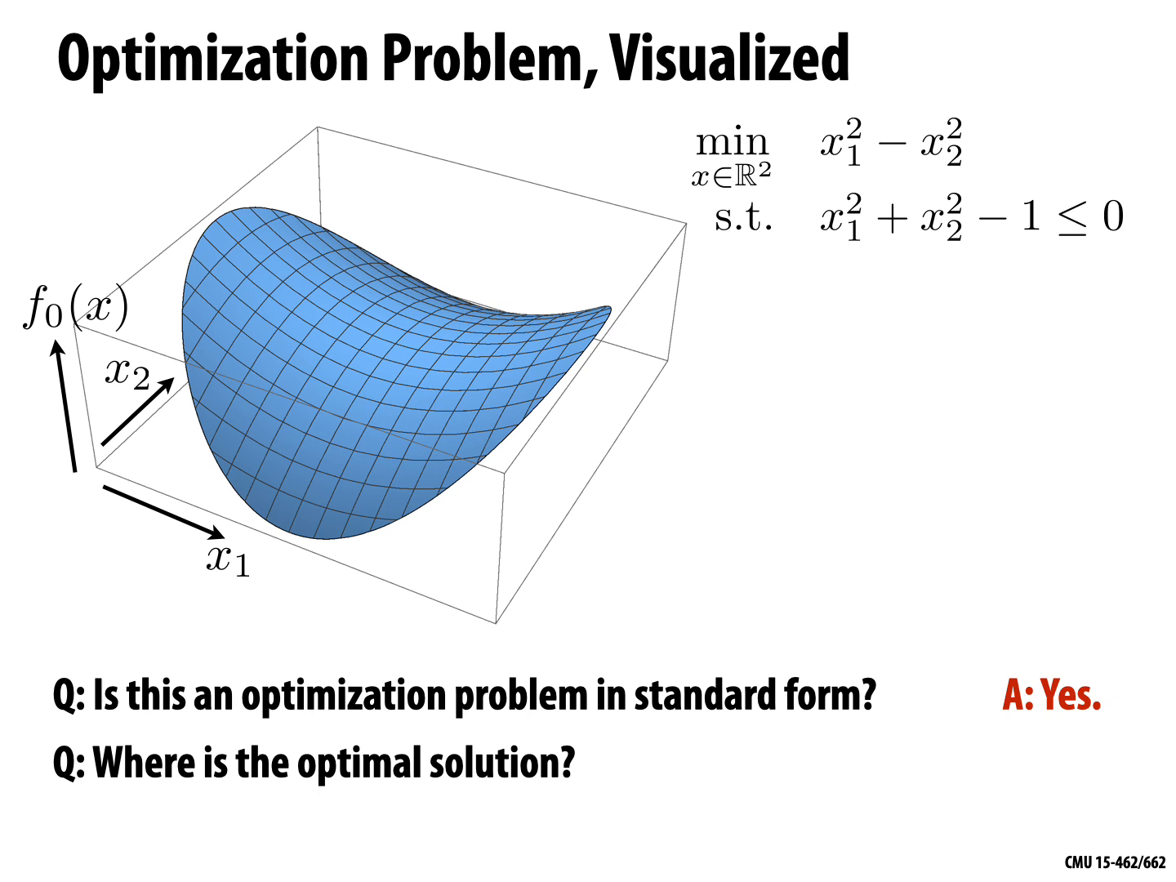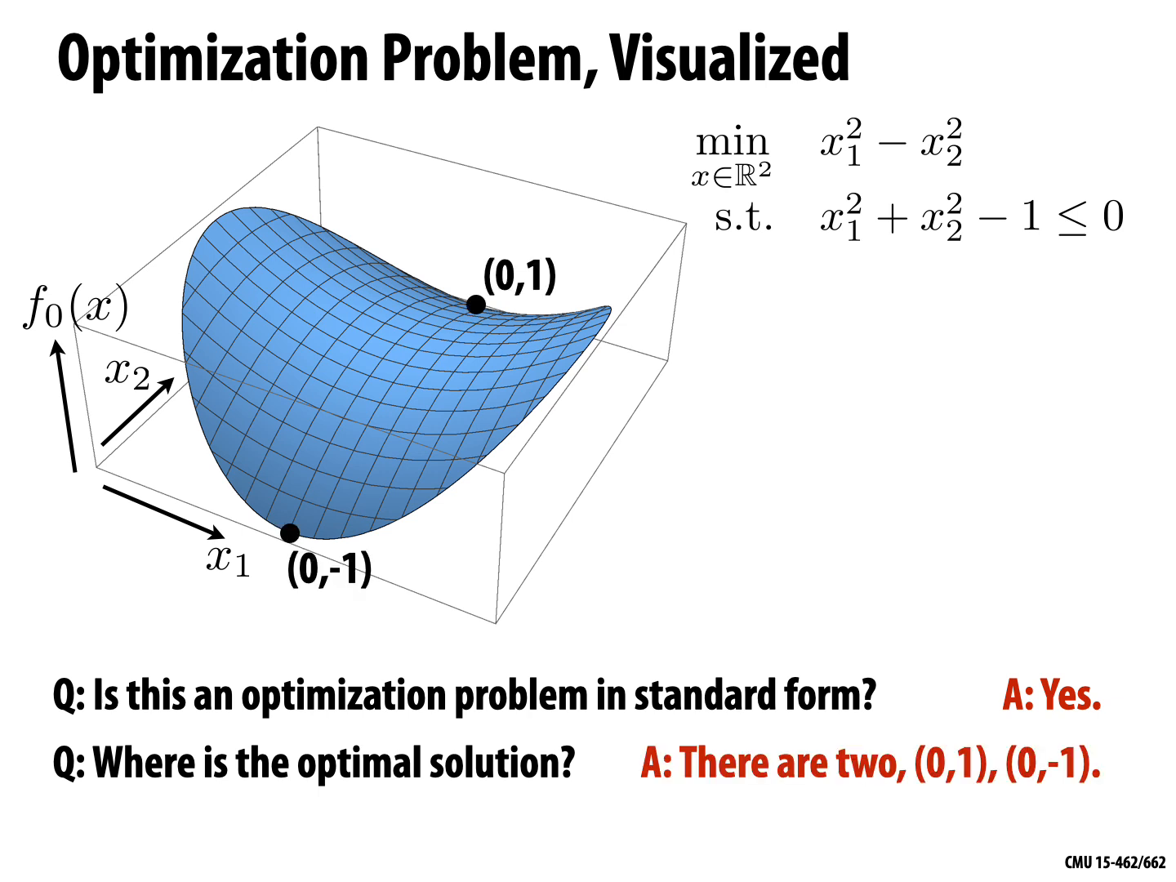Okay, and actually, even for this simple problem, we see something interesting. There can be more than one global minimum. Here, there are two. Both the point (0, 1) and the point (0, -1) have the smallest value. They're both at the point where this potato chip touches the ground.